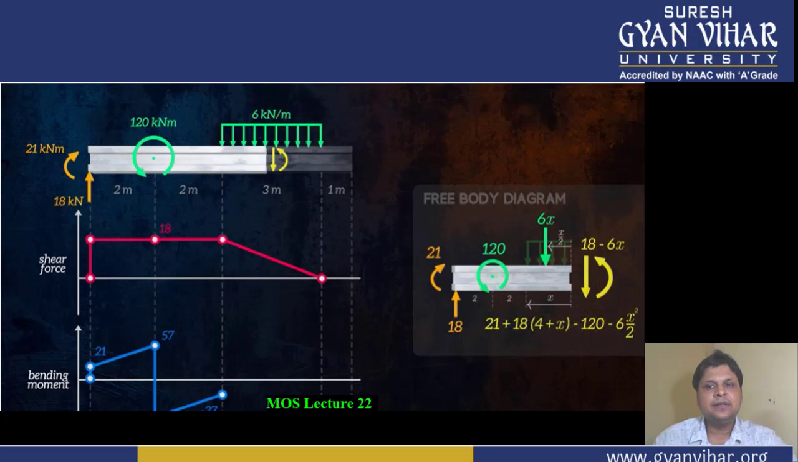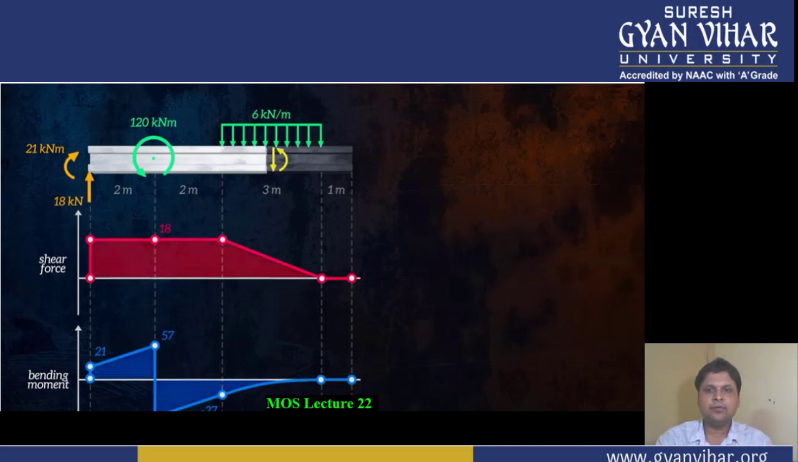The bending moment in this section of the beam is defined by a quadratic equation. No loads are acting on the small 1 meter section to the right of the distributed force, so shear force and bending moment in that section will be equal to 0.